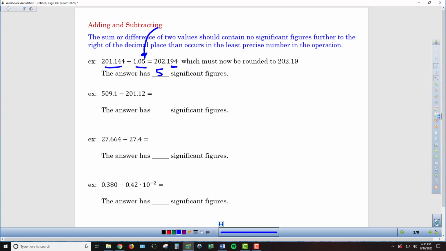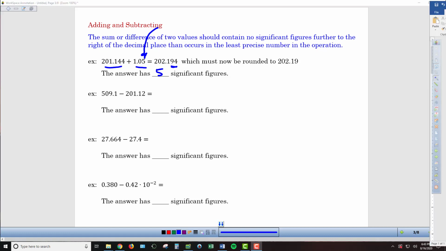The curious aspect of this is that neither of our original numbers had that many significant figures. That's a difference from our multiplication division rules, which are a little bit cleaner and simpler, as we'll see in just a moment. So for addition and subtraction, you can end up with a different number of significant figures than you have in either of the original numbers in the operation.